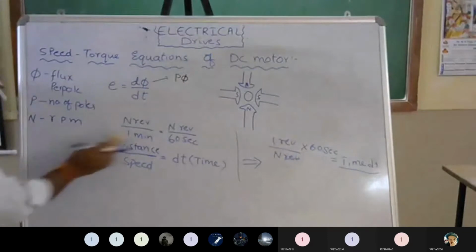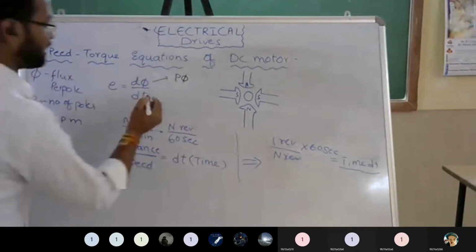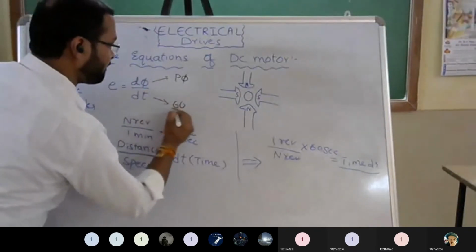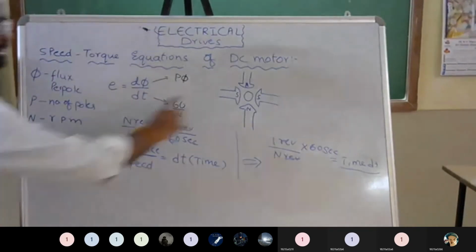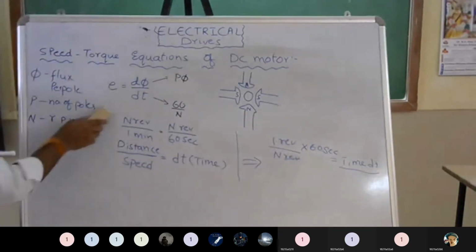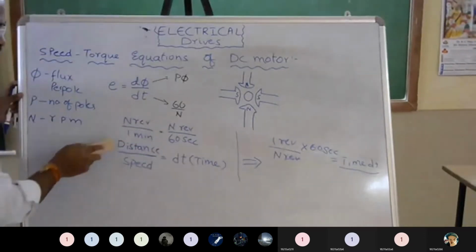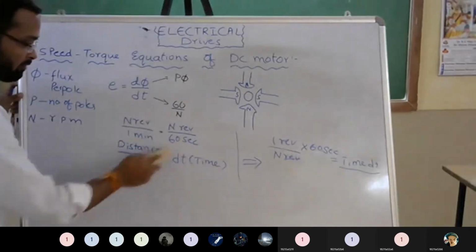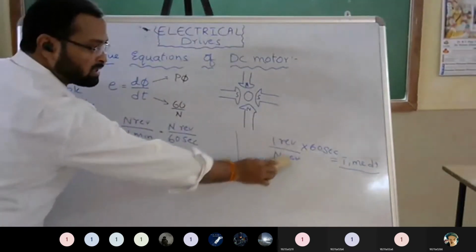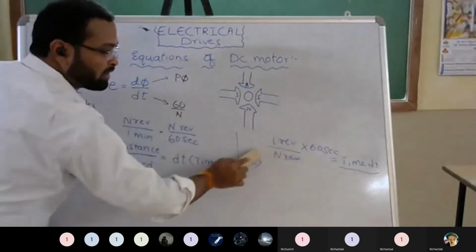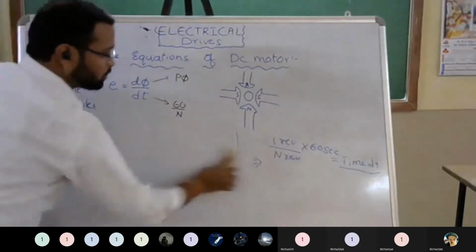Now you understand, right? dt is equal to 60 by N. Clear? How did dt equal to 60 by N come? N revolutions per minute means N revolutions per 60 seconds. We know the formula distance by speed is equal to time. Distance is one revolution, the speed is N by 60 revolutions per second, so we get 60 by N seconds. That is the dt.